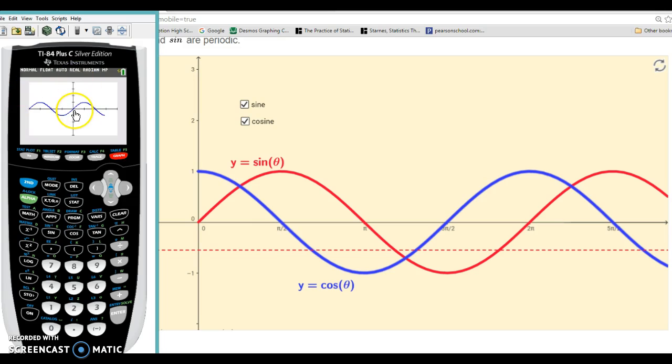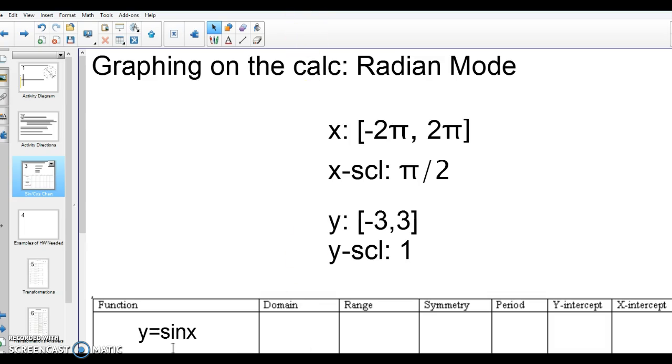So I can tell, for instance, that it has x-intercepts at 0, and then this would be 1/2 pi, this would be 2/2 pi, or just pi, 3/2 pi, and 2 pi, likewise in the negative direction. Let's pull up the notes. Here is just how I have it fixed now, what I would recommend your graph to be set on in terms of the mode and the window.